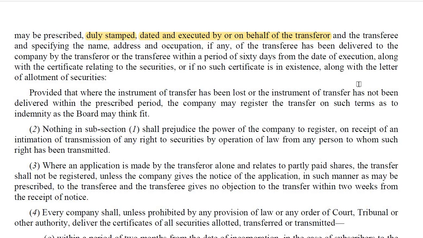if any, of the transferee has been delivered to the company by the transferor or the transferee within a period of 60 days from the date of execution, along with the certificate relating to the securities, or if no such certificate is in existence, along with the letter of allotment of securities, provided that where the instrument of transfer has been lost or the instrument of transfer has not been delivered within the prescribed period, the company may register the transfer on such terms as to indemnity as the board may think fit.